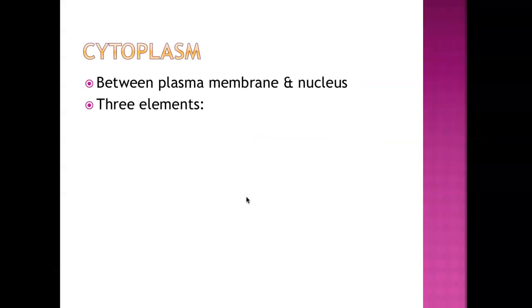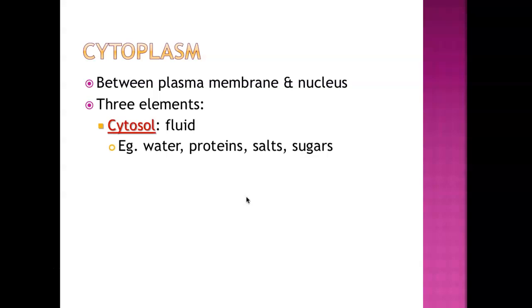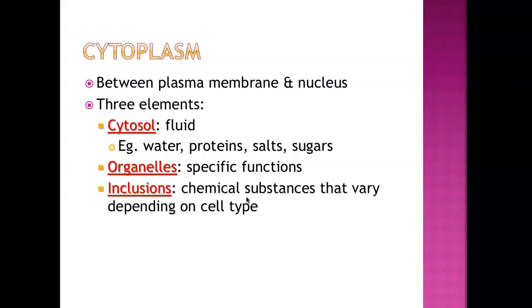And yeah, we still have a lot to cover here. The cytoplasm is between the plasma membrane and the nucleus, and there are three elements. You have the cytosol, which is the fluid, and that has water, protein, salt, and sugars. You have organelles. Remember, organelles have specific functions, and I'm not going over all of those because that's cell biology stuff. And then your inclusions are chemical substances that vary depending on cell type. Some cells have more mitochondria than others. Some have more endoplasmic reticulum than others.